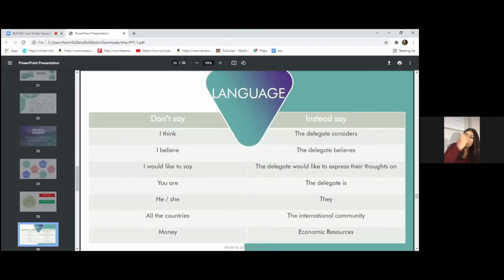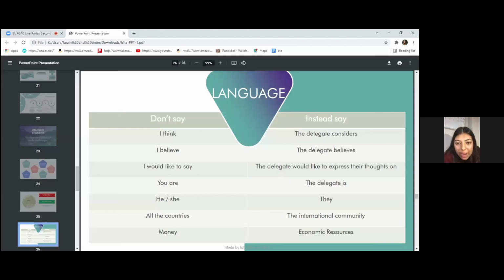So yeah, this is basically a few examples for beginners about how you can moderate your behavior or your language in an MUN. Instead of saying "I think," you can say "the delegate thinks." Speak about yourself in the third person. That is the trick to it.